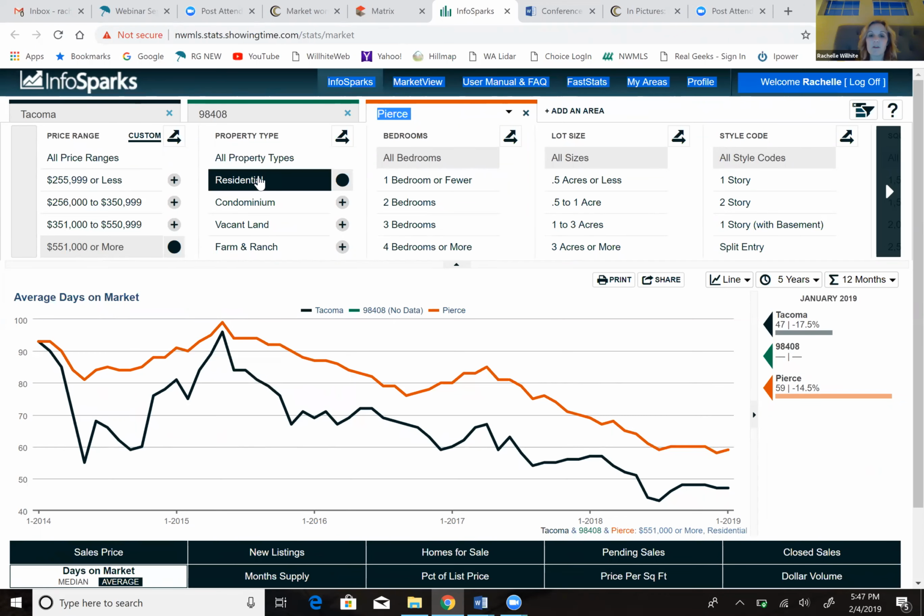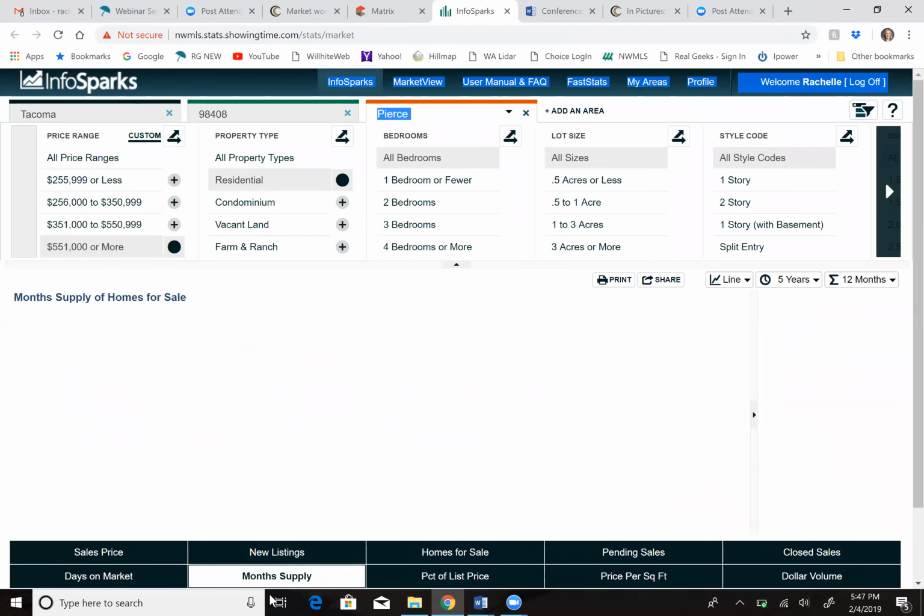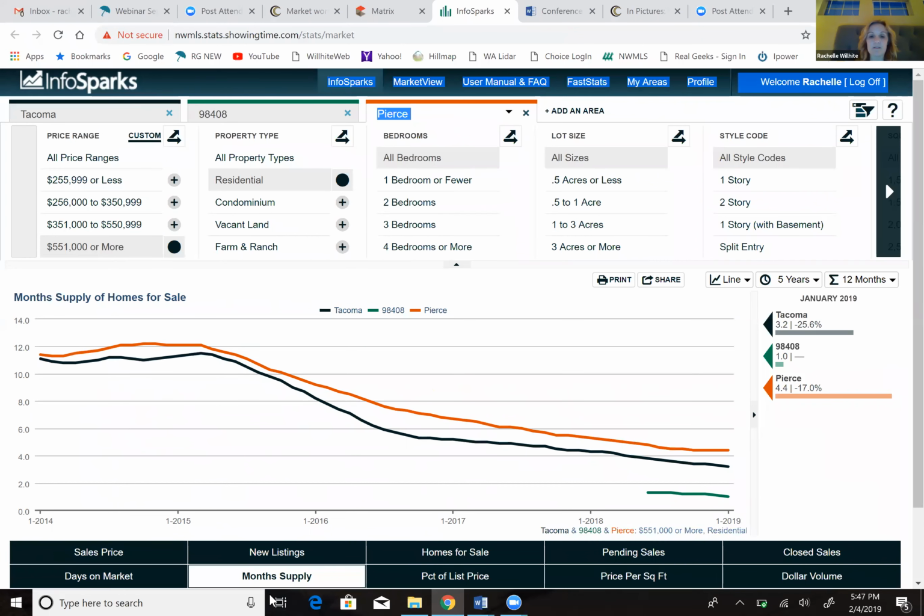I'm looking at only residential homes. I'm looking at median sales price, days on market, and months of supply. Those are the three I want you guys to spend some time with this week, understanding how the graphs and how it relates. You can see the months of supply here.